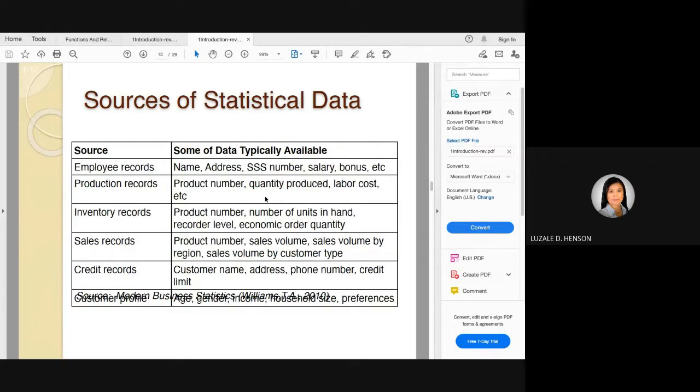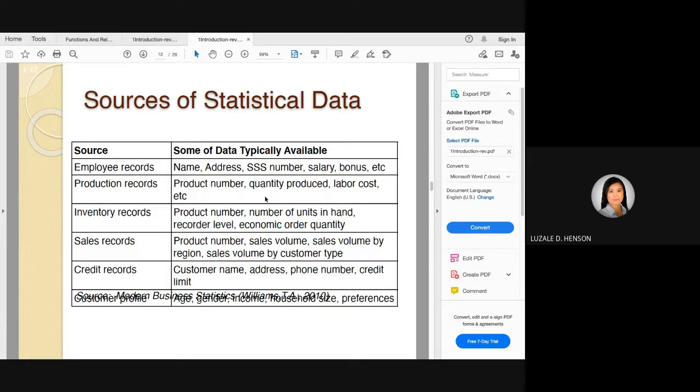Another source of statistical data, you have employee records. That's one data. You need to know the name, the address, and several information under employee records. But then again, employee records, you cannot easily obtain that from a company. It's confidential. Production records from, let's say, a manufacturing plant. Paano na-produce? Ilan ang na-produce for a certain shift? Medyo confidential also, no? You need to ask permission for each of these data. Inventory records, sales records, credit records, and so on.